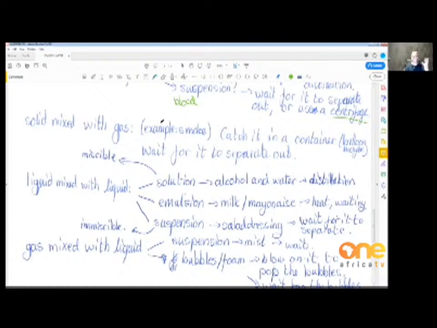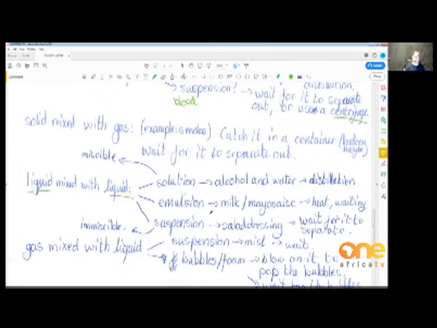So you could literally catch it in some kind of container if you want. A balloon could work well. And then you just literally need to wait until it starts separating out, until the air inside is still and not moving. Then slowly all of the particles will start sinking down and it would form a layer on the bottom. So then we have liquids mixed with liquids.